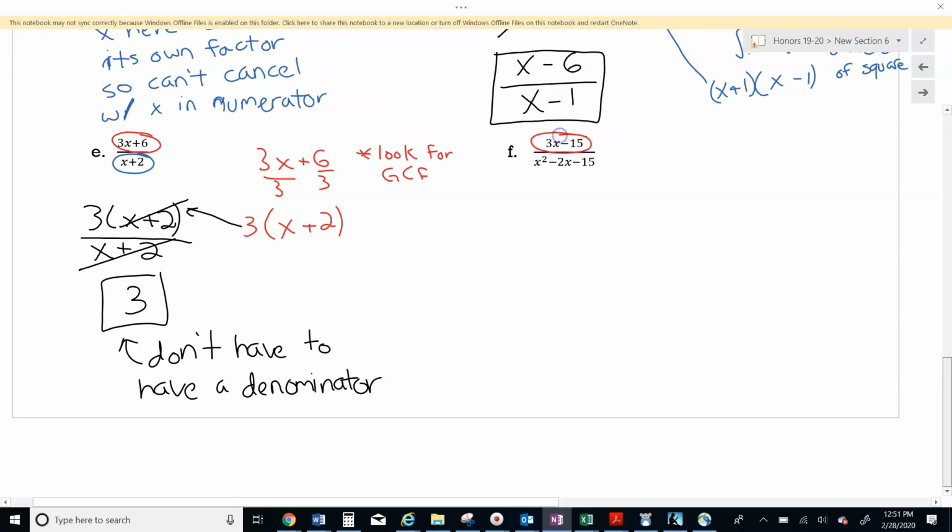So let's look at our numerator first. 3x minus 15. The first thing I'm always going to do is look for a GCF. This does have a GCF. 3 and 15 are both divisible by 3. So the 3 goes on the outside. I have x minus 5. The next thing I look for is what's left. Is it a quadratic, yes or no? This is not a quadratic. There is no x squared. If it's not a quadratic, you are done. There is nothing more you can do.